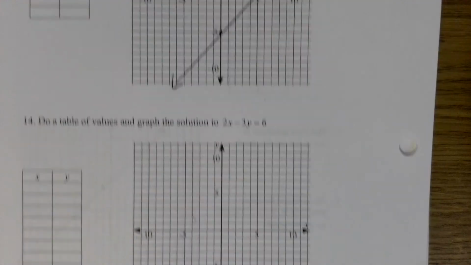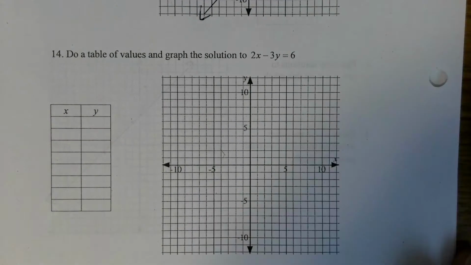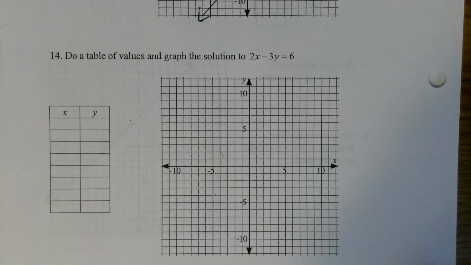Okay, and now for some reason it jumps from 5 to 14. Don't ask me why. I made the worksheet, so I made a mistake is why.